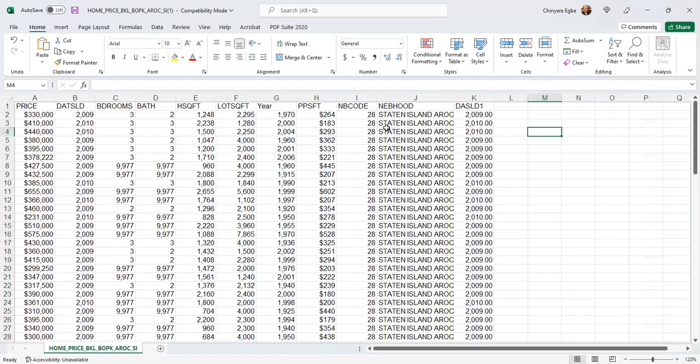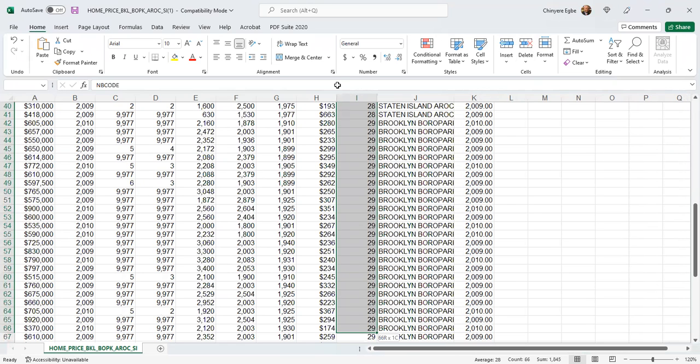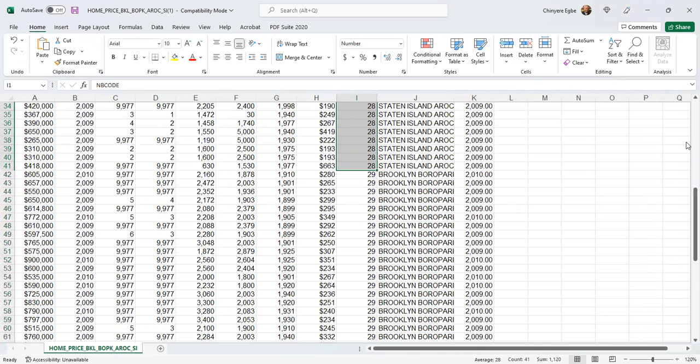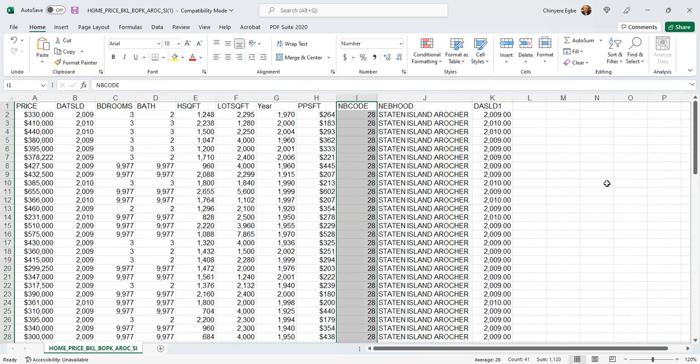You can see there are two neighborhoods. I said in the two neighborhoods. The neighborhoods are already sorted. So you have the neighborhood Rocher, which has a code 28. And then the neighborhood Borough Park, which has a code 29. So we don't have to go through that anymore.